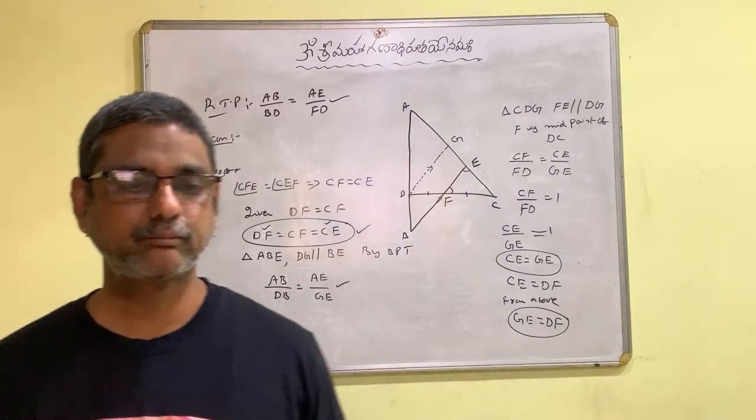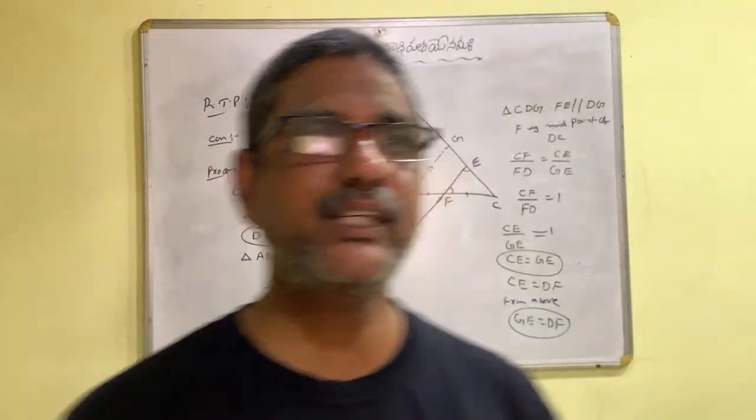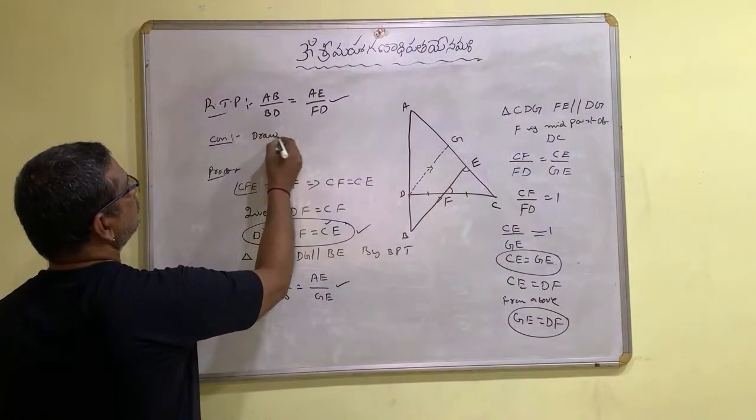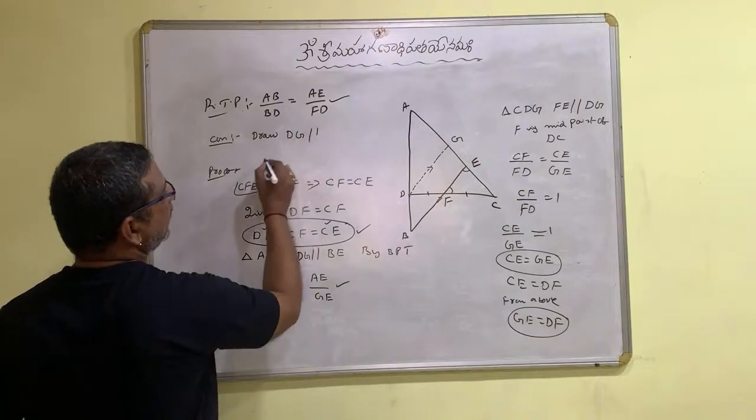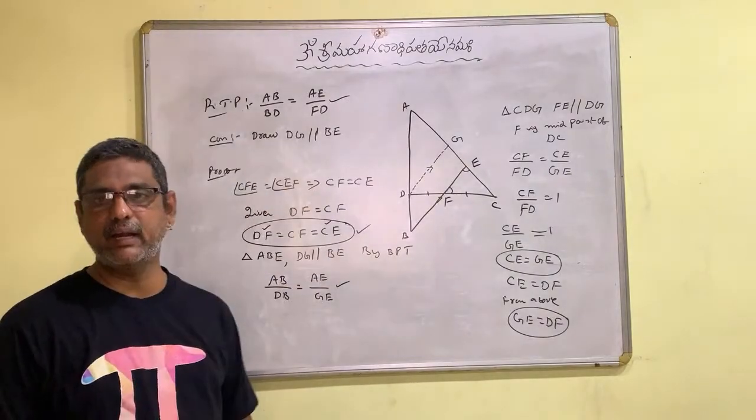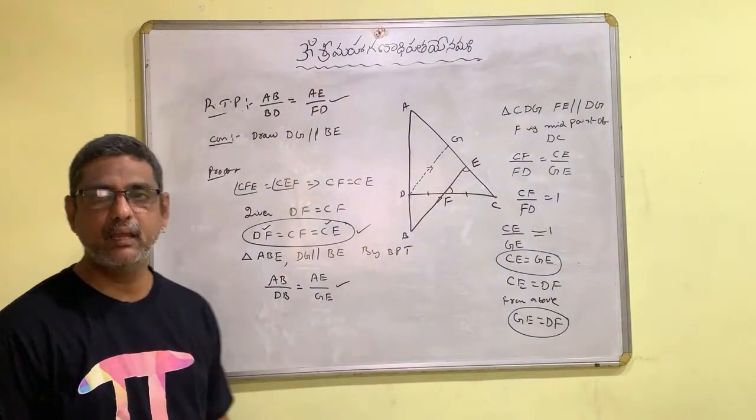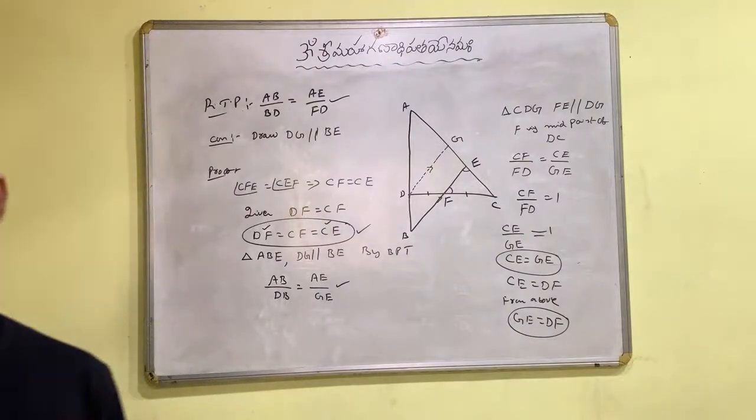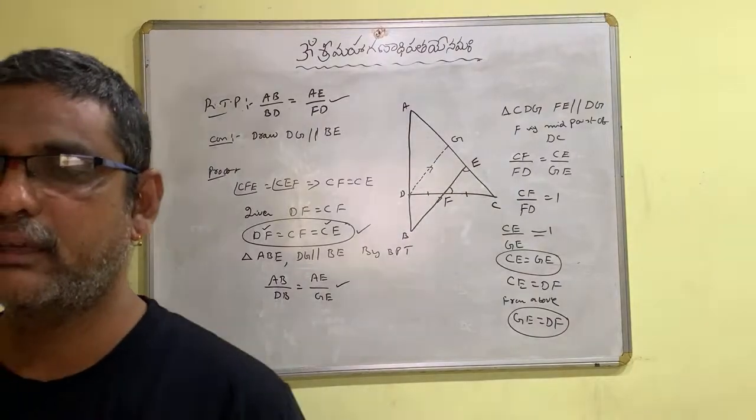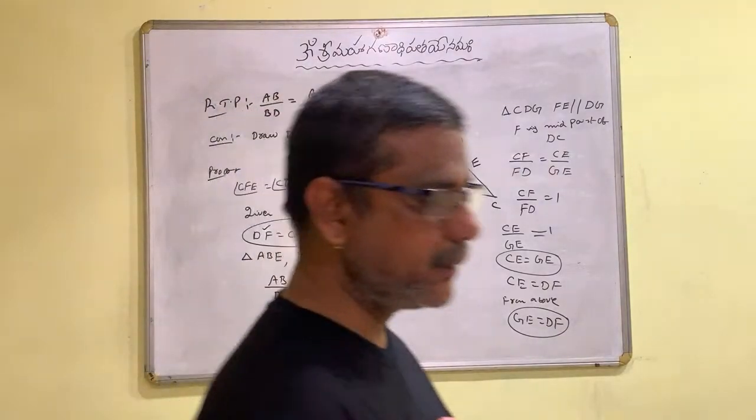Okay? Right. Here construction is important. What is the construction? Through D, draw DG parallel to BE. Actually, you cannot write like this, but you can give a statement like this: through D, draw a line parallel to BE, intersecting AE at G. That is how you can write. Okay?